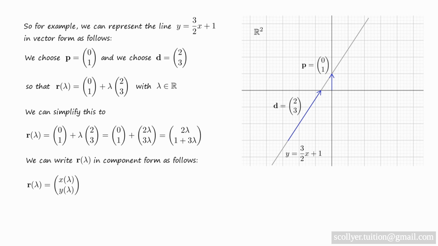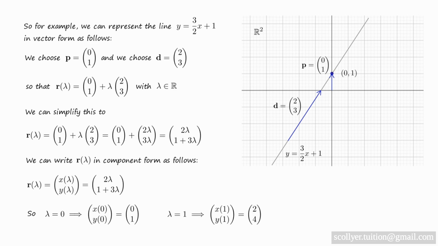Now we can write r of lambda in xy component form as follows. r of lambda equals (x of lambda, y of lambda), with x of lambda being the x component and y of lambda being the y component. And so we have that (x of lambda, y of lambda) equals (2 lambda, 1 plus 3 lambda). And by choosing different values of lambda, we can extract the xy coordinates of any point on the line. So with lambda equals 0, we get the point on the line (0, 1). With lambda equal to 1, we get the point (2, 4). And with lambda equal to -1, we get the point (-2, 2).